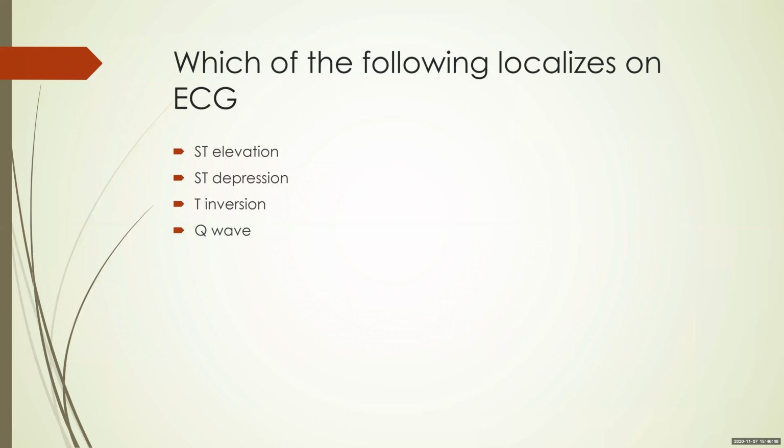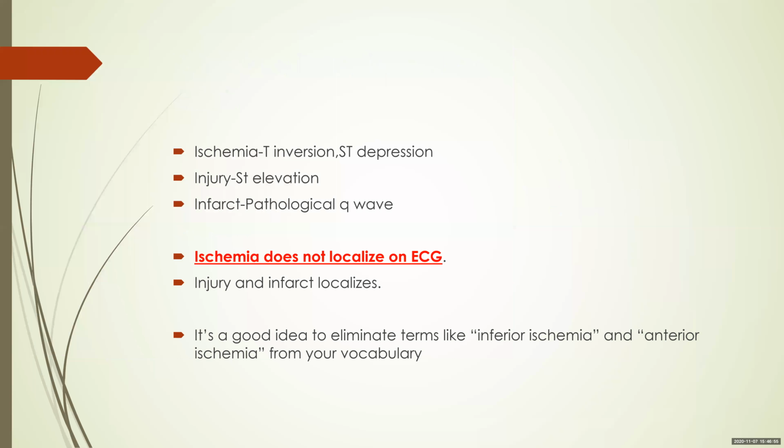So which of the following localizes on ECG? ST elevation, ST depression, T inversions, or Q waves? Now, T inversions and ST depressions represent ischemia on an ECG. ST elevation represents injury, and pathological Q waves represent infarct. So if there is coronary artery disease, T inversions and ST depressions are representations of ischemia, ST elevations are representations of injury to the myocardium, and finally a pathological Q wave reflects an infarct.